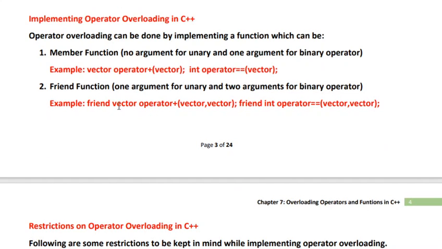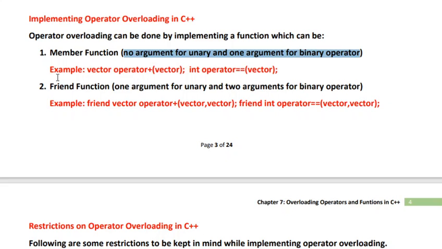Operator overloading can be done by implementing a function, which can be a member function or a friend function. For a member function, there are no arguments for a unary operator and one argument for a binary operator. So whenever you have the operator function as a member function, you need no argument for a unary operator and one argument for a binary operator, right?